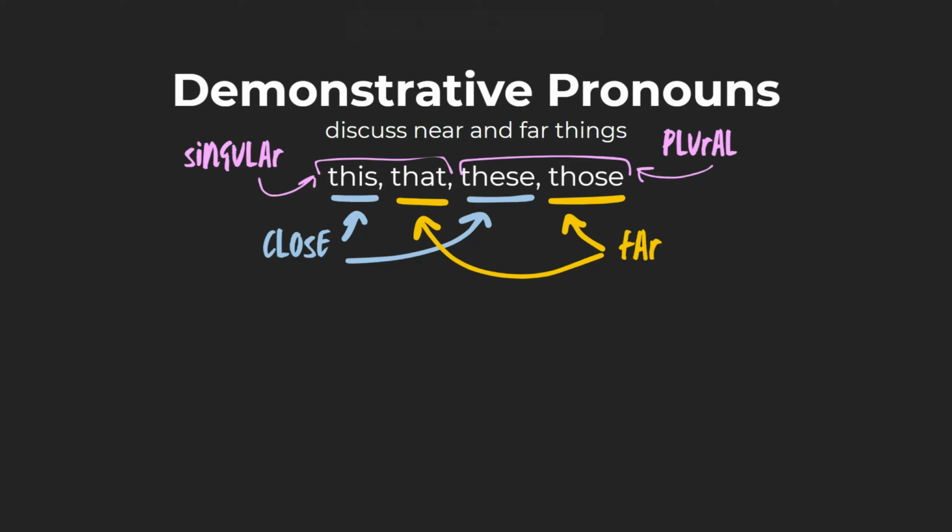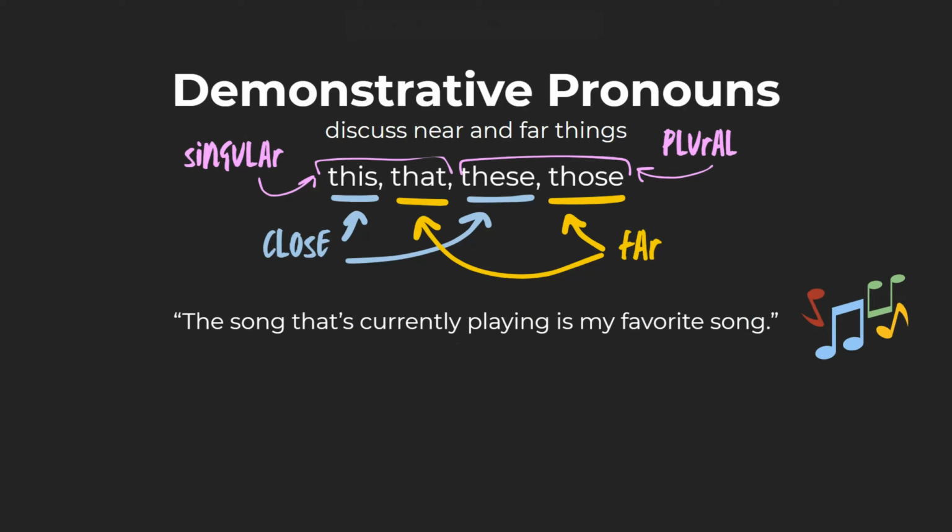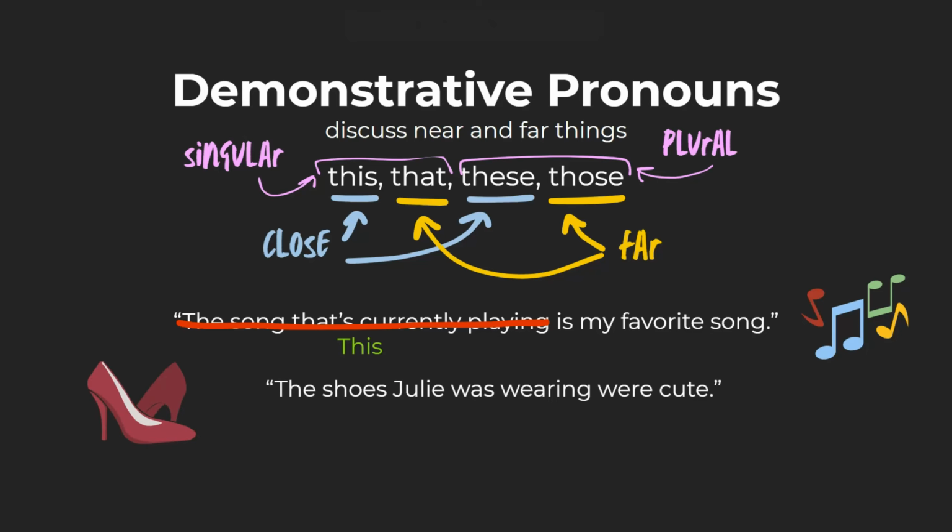For example, instead of saying, "the song that's currently playing is my favorite song," we could simply say, "this is my favorite song," as everyone can hear the song currently playing and the subject is obvious. Instead of saying, "the shoes Julie was wearing were cute," we could say, "those were cute." Again, these are used when the subject of the sentence has already been established in the conversation.